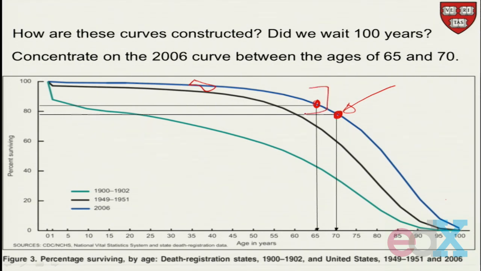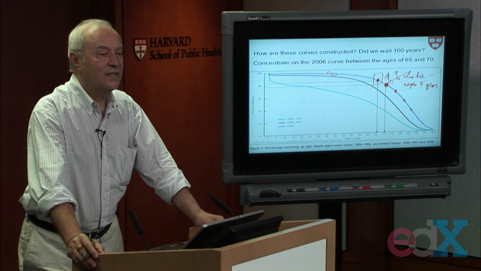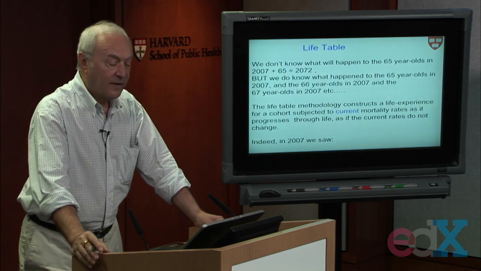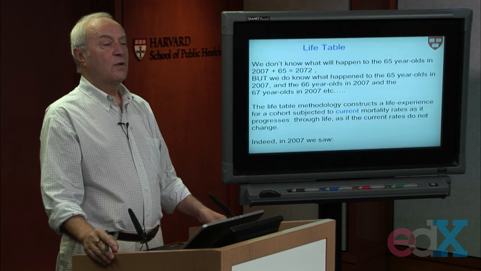So if I know that point, and I know the percent who die in the next 5 years, that will give me this point. And then I can repeat that logic to get this point, and then this point, and so on. And like that, I can build up the whole curve. That's what Halley did. Let's look at it a little bit more specifically.